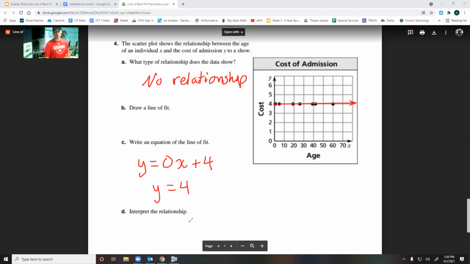And last part is interpret the relationship. It looks like the cost stays the same no matter what age you are. So that would be interpreting the cost and the age compared to each other. It stays the same no matter what age.